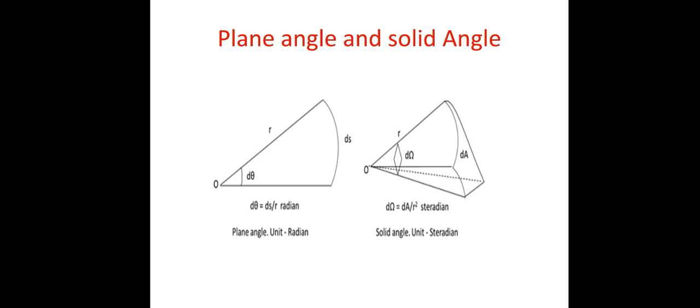R is the radius. So if I talk about the minor angle, that is d theta, small angle, so d theta must be equal to what? The ratio of ds, small area, by radius. Similarly, for the solid angle, you can see d omega. d omega is equal to dA by r square. Why r square? Because you know that it's a solid angle, right?